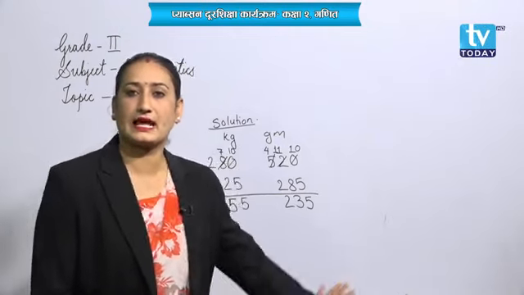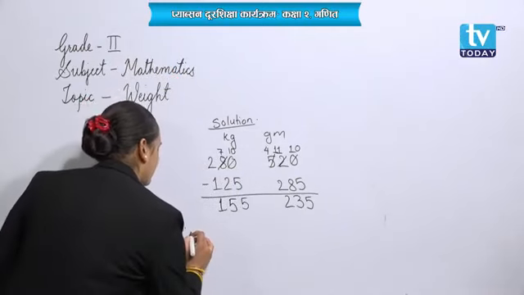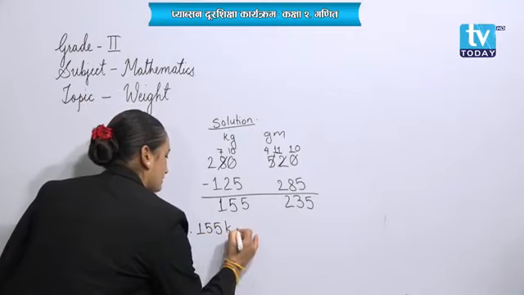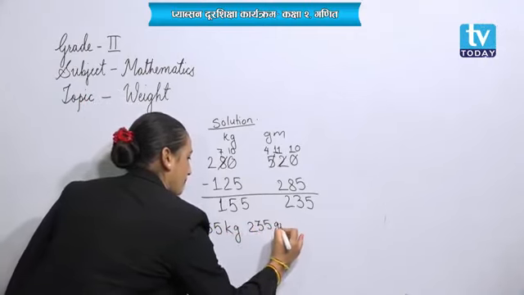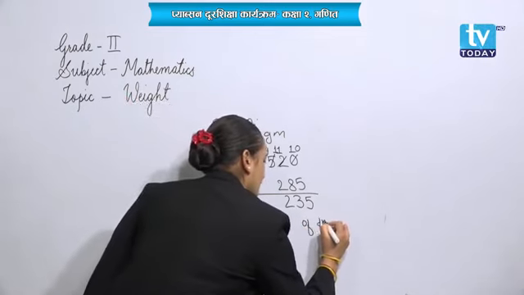So shall we write at last also? Okay, please write it down. Therefore, 155 kg, 235 gram of fruits is left.